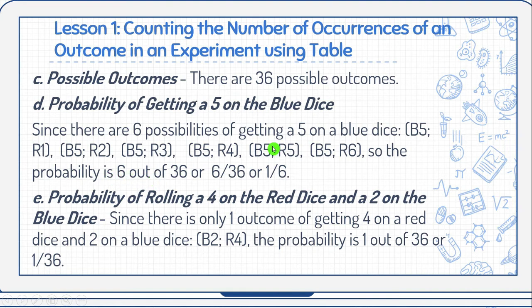Getting 5 on the blue dice, so pasok po siya kasi 6 po yung possibilities niya. So, therefore, we can say that the probability is 6 out of 36, kasi 36 is the whole possible outcomes. Tapos, yung may B5 is only 6. So, therefore, 6 out of 36 or 6 over 36 or simply 1 over 6.